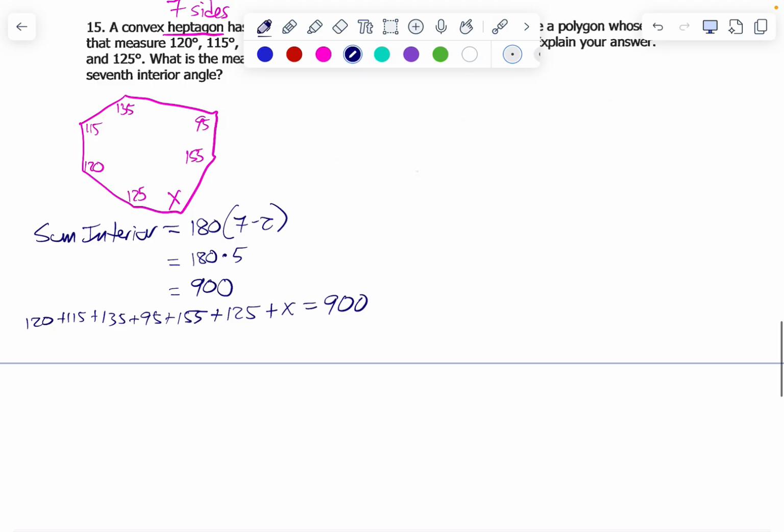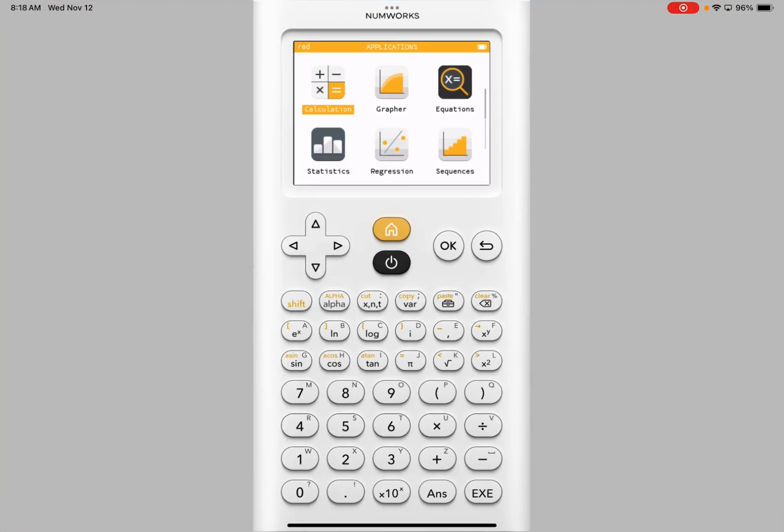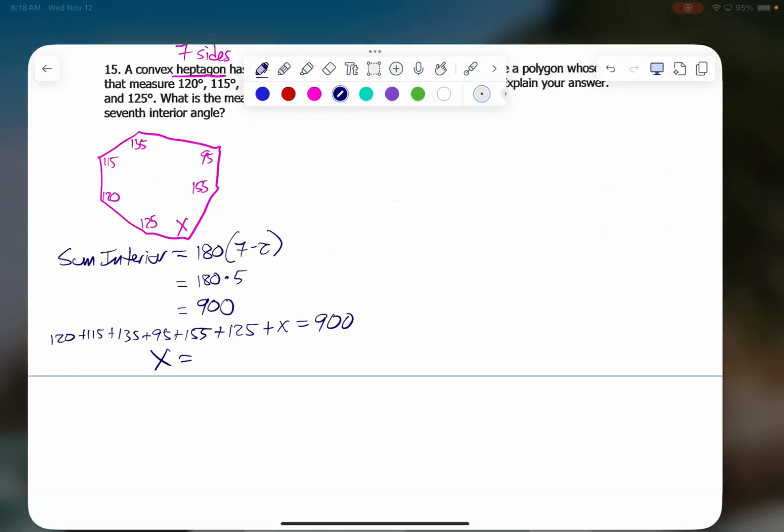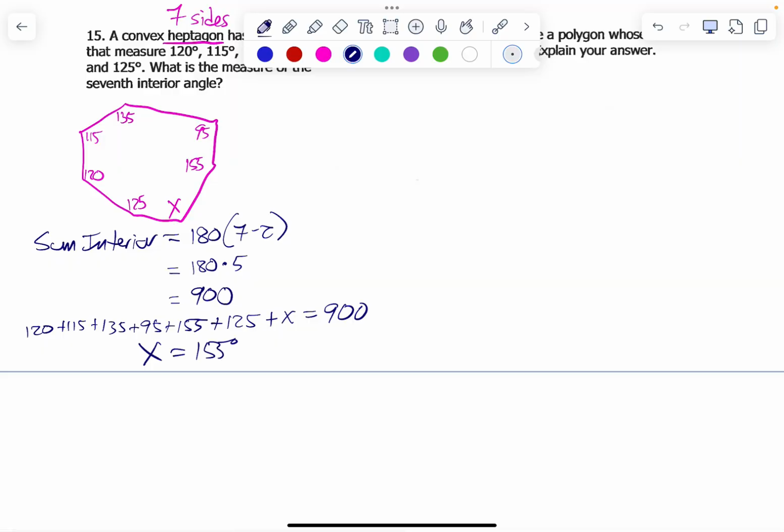Okay. So we just have 1x. Basically, we just subtract all those from 900. And I definitely don't want to do that in my head. 1, 2, 3, 4, 5, 6. Okay, so x should be 155. Does that help? Okay, any others to do?